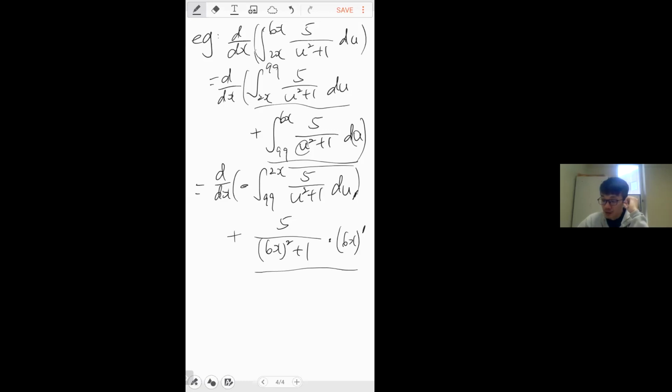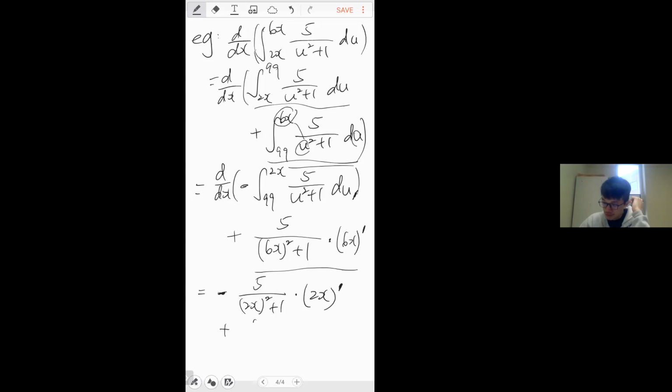So let me say this again. You just need to plug the upper limit into the function. So you get 5 over 6x squared plus 1. And if it's not just x, you need to multiply by the derivative of that. So multiply by the derivative of 6x. And for the first term, do the same thing. So you pull out the negative, and then when you apply the fundamental theorem of calculus, you get 5 over 2x squared plus 1 times the derivative of 2x.